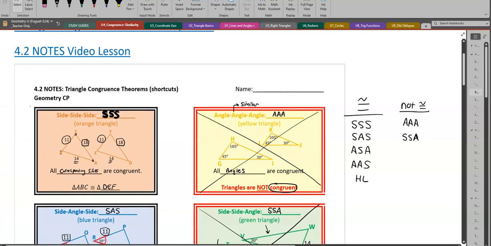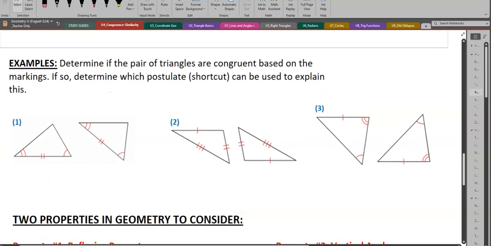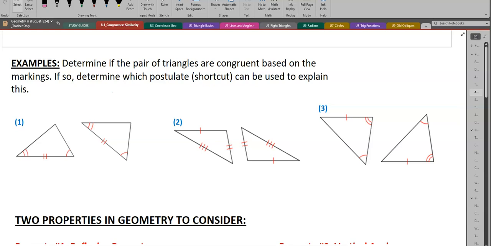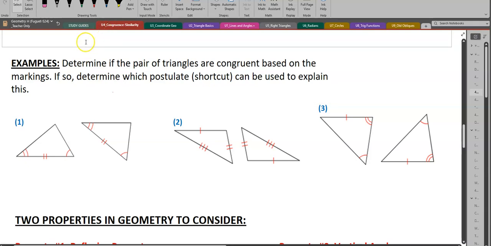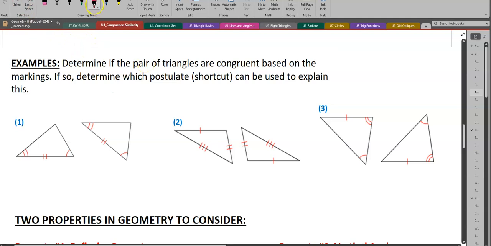So let's go ahead and take this and put it into practice. So looking down at these first 3 examples, I want you to take a moment to pause this video, and I want you to identify which of the congruence postulates, or which of the congruence theorems, I should say, are going to prove that these 2 triangles are indeed congruent to one another. Go ahead and pause and try that out. Let's go ahead and talk about this.